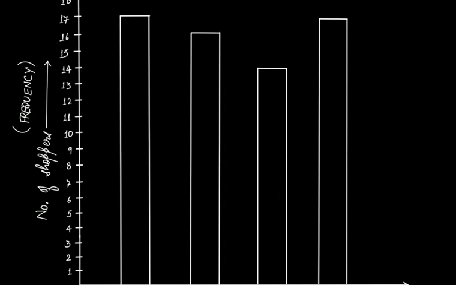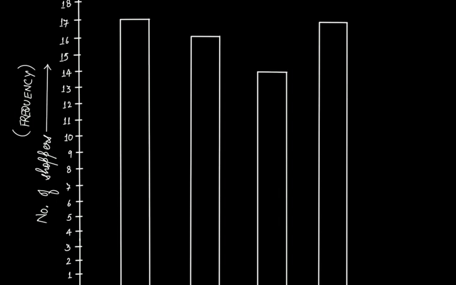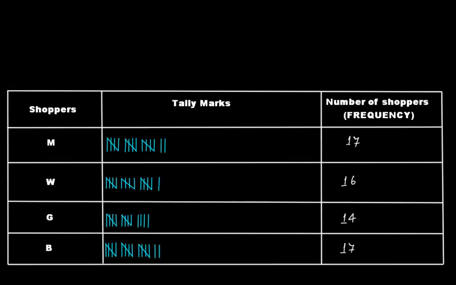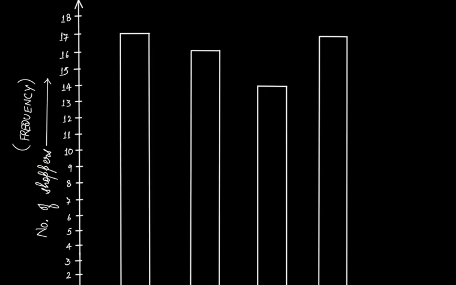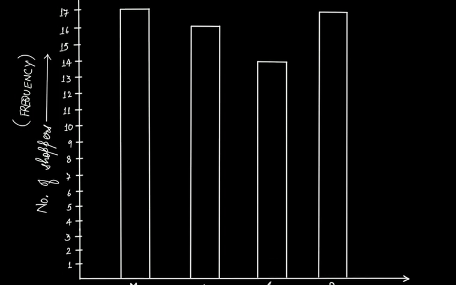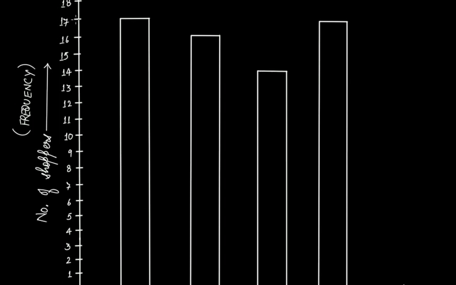And if you remember, then let me show you here. So for M it was 17, right? Number of shoppers in the case of M is 17. Number of shoppers in the case of W is 16, right? This is the frequency. So that is what we have represented here. Number of shoppers for men, that is this bar. The height of this bar is at this level of 17.